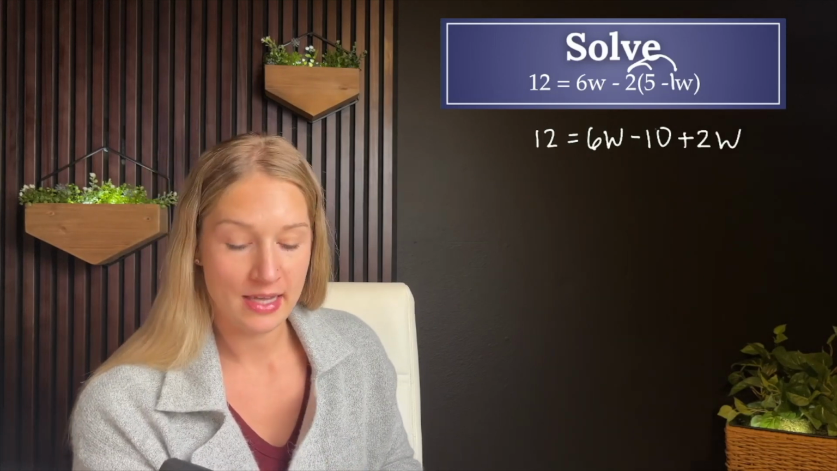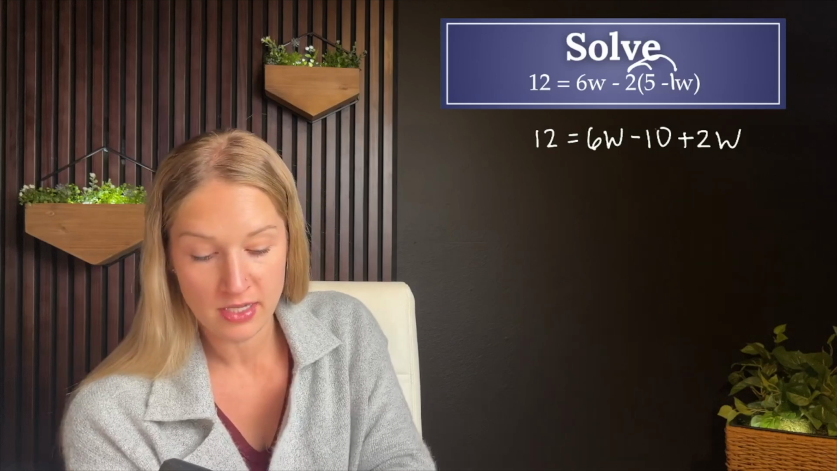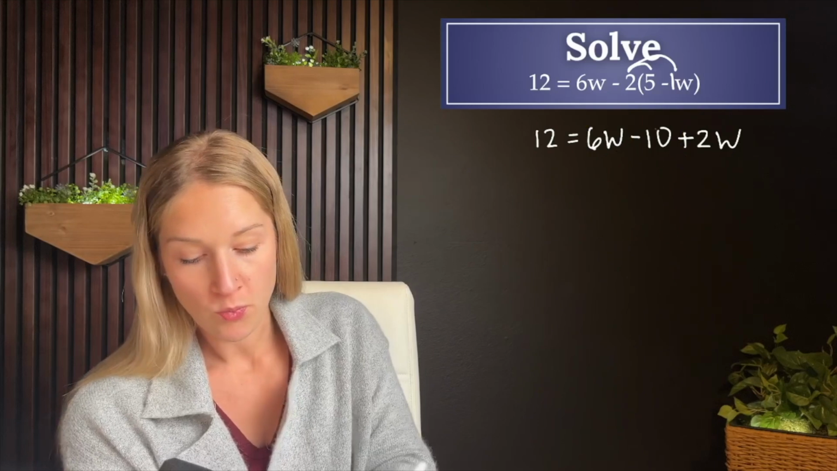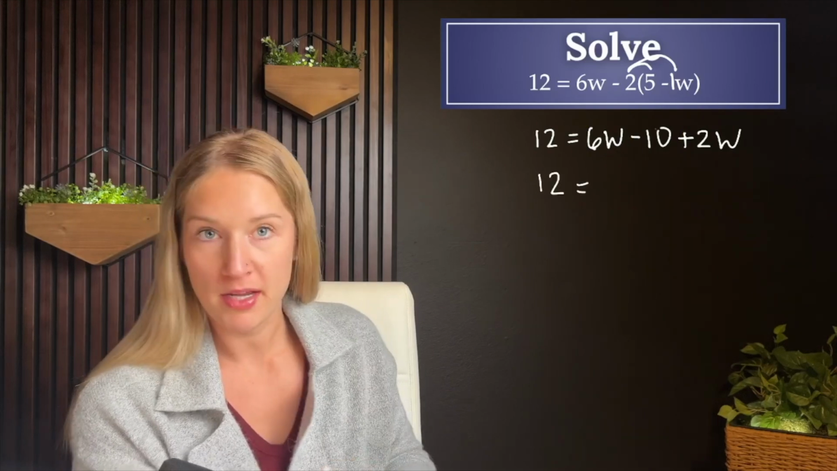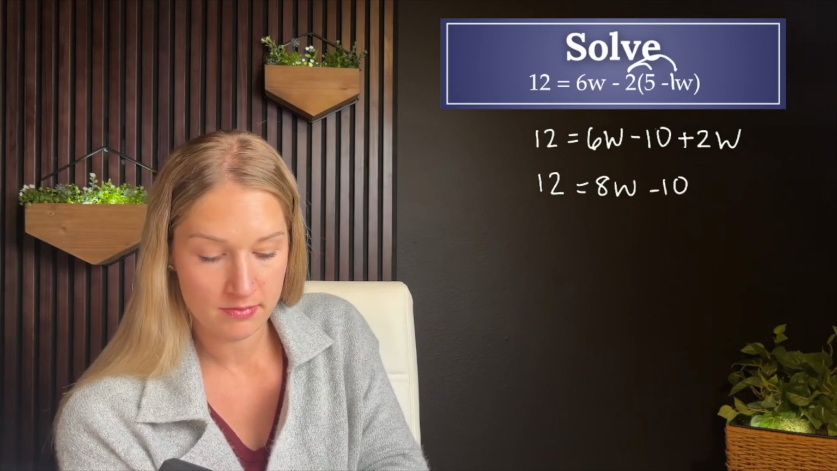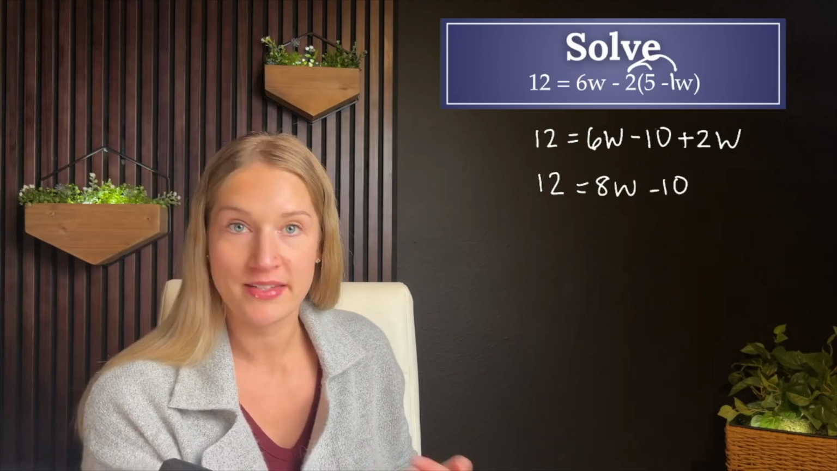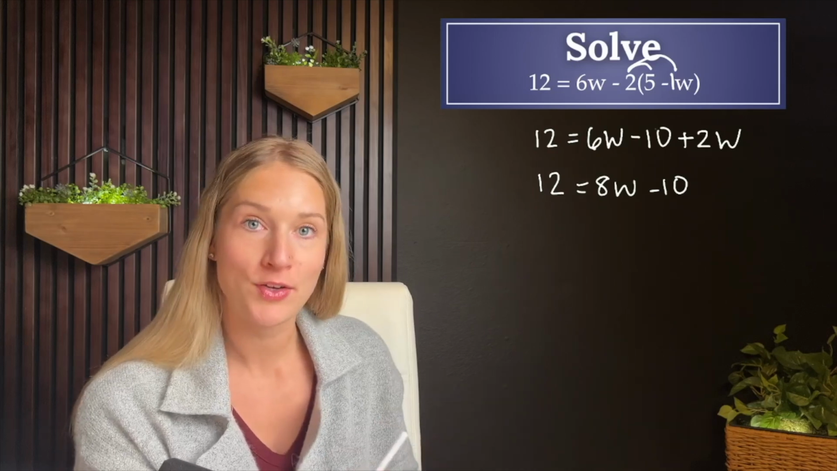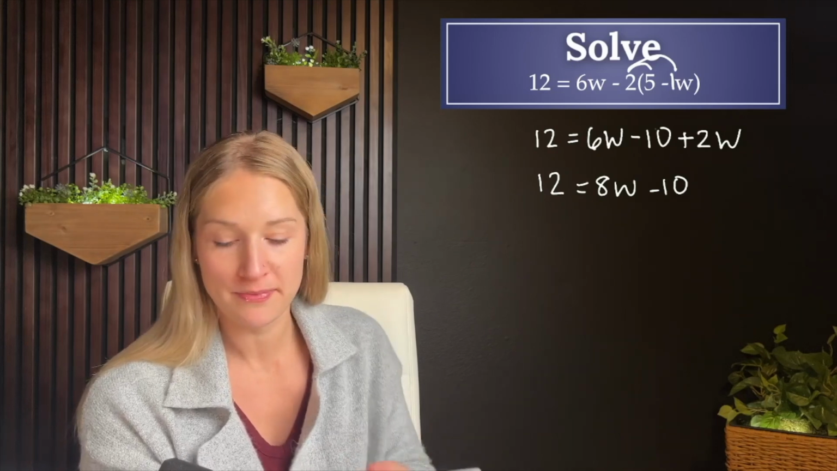On the right, I see like terms, so I'm going to go ahead and combine those. The 6w and the 2w are those like terms. When I combine them, +6, +2, I can add to get +8w. And now the right-hand side is as simple as it gets. I can't add, subtract, multiply, divide anything. So that's how I know I can start moving stuff to the other side.